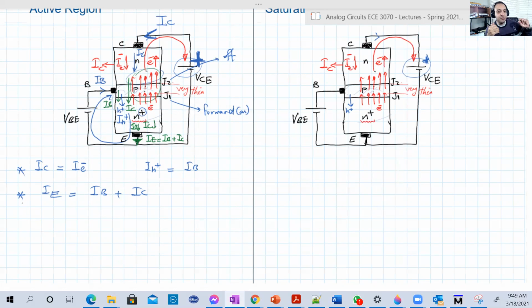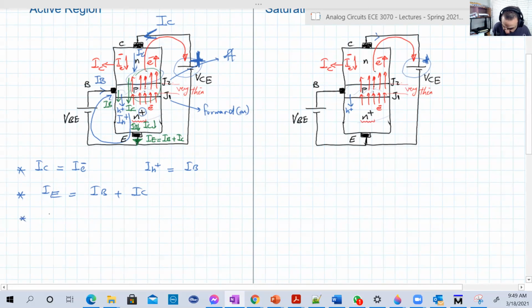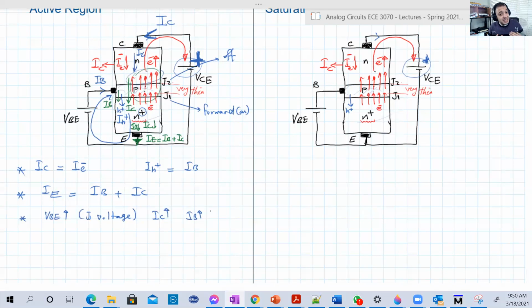I mean, if we increase the forward voltage of the junction, J1 basically, VBE is the J1 junction. If we increase this VBE, basically both will increase. IC will increase and the IB will increase. And both should be increased by the same ratio. I mean, same percentage. If IC increased 10%, IB should also increase 10%. So they are basically proportional to each other.